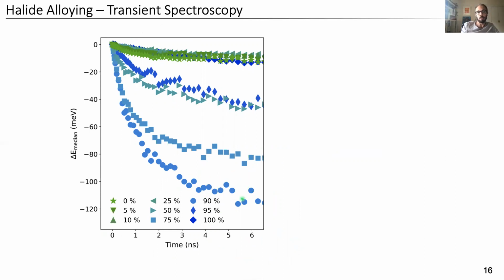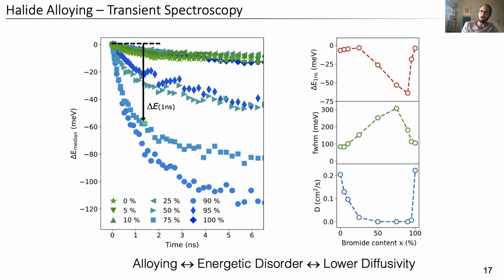So this really indicates that the local fluctuations that are present are still causing significant energetic disorder. We can quantify this as well by taking the difference in energy at 1 nanosecond, and we can plot all this on top of each other, where we now observe similar asymmetries in the transient redshifts as in the full width at half maximum of the time-integrated spectrum, as in the diffusivity. We also see, of course, that the transient redshift apparently is not very large at these low mixing ratios of bromide, but we already see a quite dramatic decrease in diffusivity.